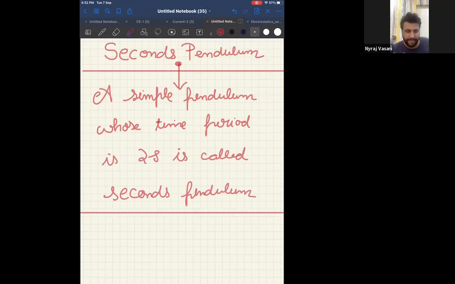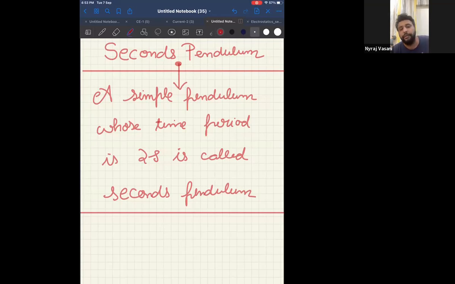Listen. I'll give you time to write this. A simple pendulum which takes 2 seconds for oscillation is called a seconds pendulum. 1 second for to, 1 second for fro. You know that oscillation is called to and fro motion. Therefore, it takes 1 second for to, another second for fro. Such kind of simple pendulum whose time period is 2 seconds, that type of simple pendulum is called seconds pendulum.